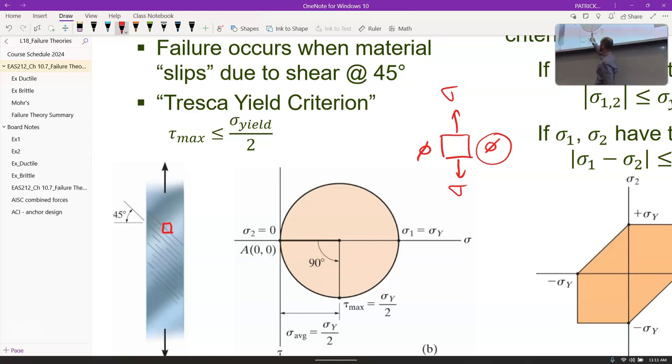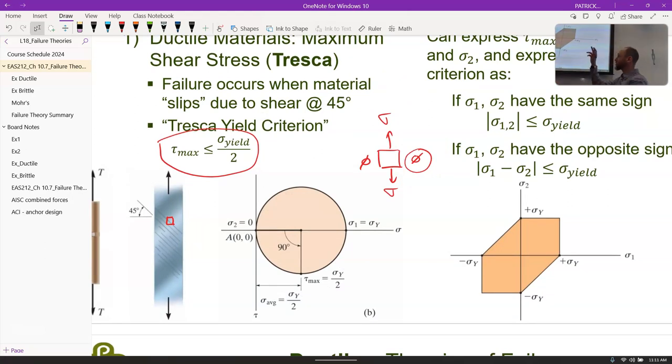And so that, by definition, means that the shear stress is going to be yield over 2. Center of your circle is yield over 2. Radius, yield over 2. That's your shear stress. So that basic logic says that if our material reaches a shear stress of the yield stress over 2, we're going to see observed failure. You can apply this directly just using that scenario. Calculate your max shear stress, verify that it's less than or equal to yield over 2, and you can verify that this is met or not.